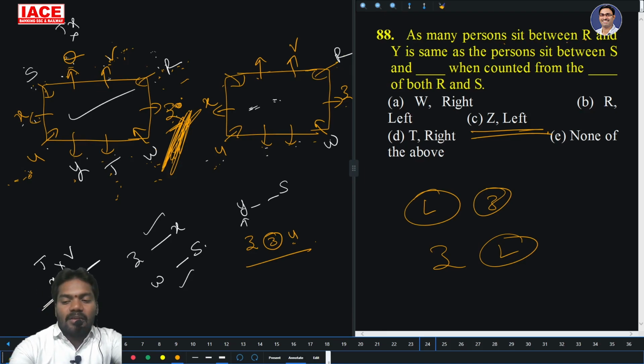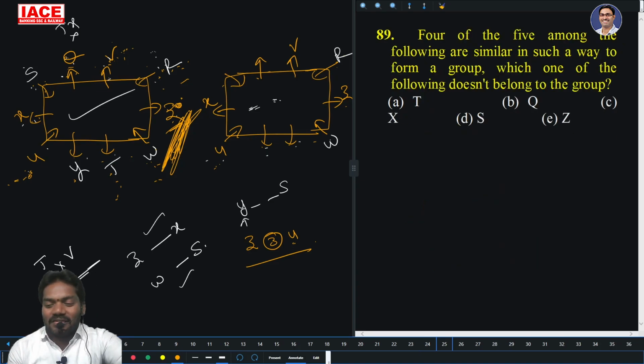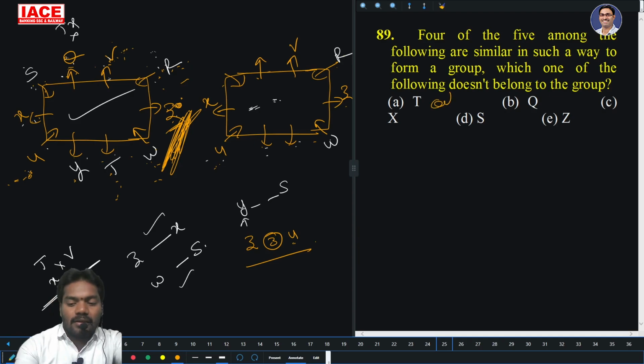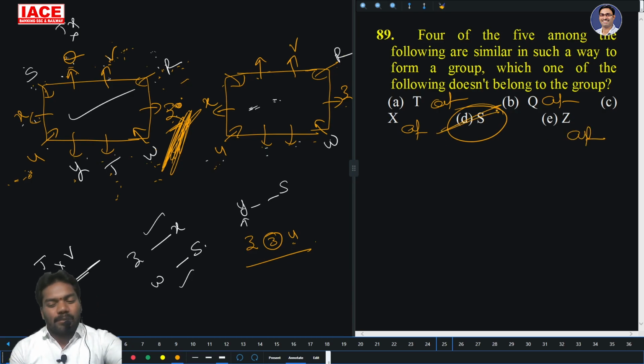As many persons sit between R and Y same as the person sit between S and Z when counted from both R and S left. Then I have to fill that, option C is right. And 4 of the following pair, like okay, then T outside, Q outside, X outside, S inside, Z outside, and option D is right. Otherwise S is corner, remaining on our sides 7 boxes.